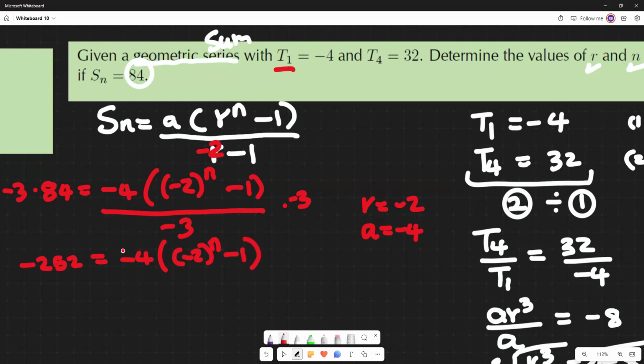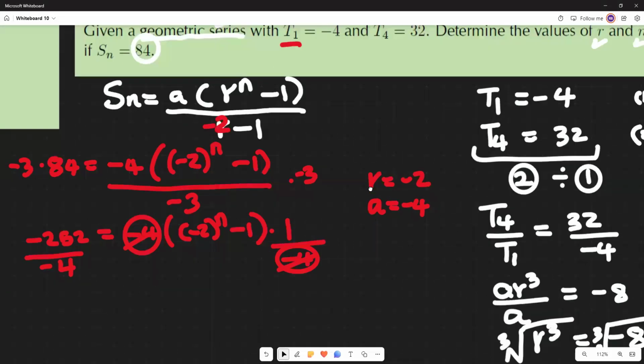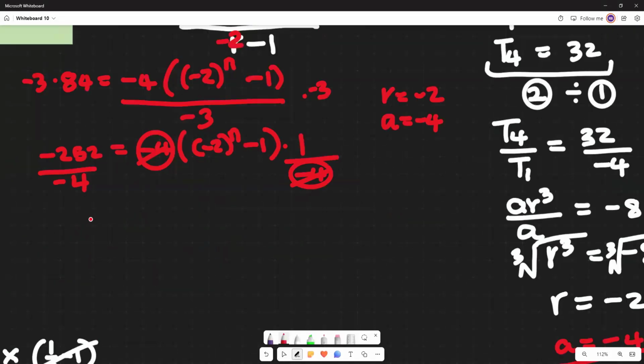And then, since negative 4 is multiplying, I'm going to multiply by its inverse. So I'm dividing by negative 4 both sides, basically like that, you see? So this one and that one will cancel each other. So what is negative 252 divided by negative 4? That gives us positive 63, right? Positive 63 equals negative 2 to the power n minus 1. So we're left with that part.